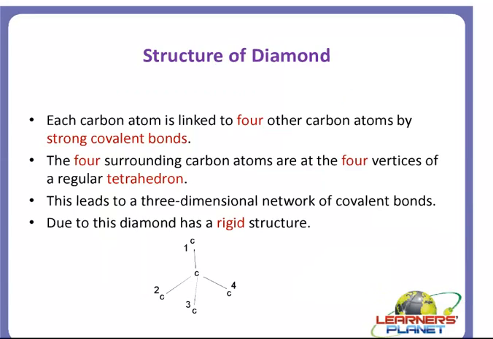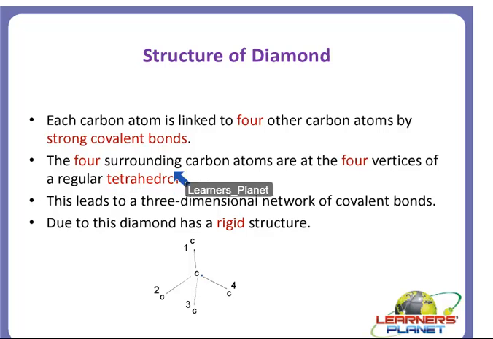Let's study its structure. Now children, each carbon atom in diamond is linked to 4 other carbon atoms by strong covalent bonds, right? Like here, this particular carbon atom is linked to 4 other carbon atoms, 1, 2, 3 and 4. And what type of bonds are present here? They are strong covalent bonds.